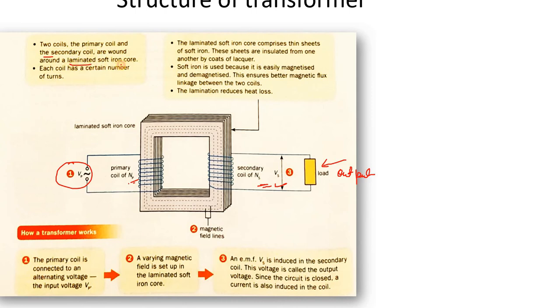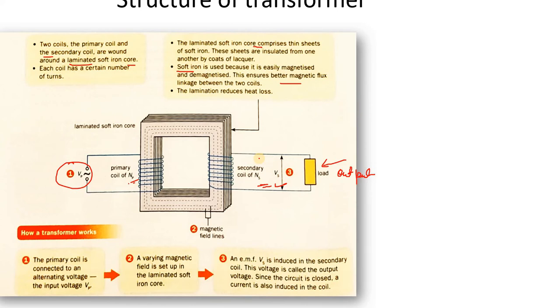So the structure of a transformer is basically two coils, the primary coil and the secondary coil, wrapped around a laminated soft iron core. The number of turns is fixed, depending on your requirement. You can change it also. The more the turns, the more the voltage supplied. Here we are using a laminated soft iron core, which is made of thin sheets. I explained why we use it: because it is easy to magnetize and demagnetize, which ensures that the magnetic flux linkage changes between the two coils, and then it can induce electromagnetic induction in coil B.